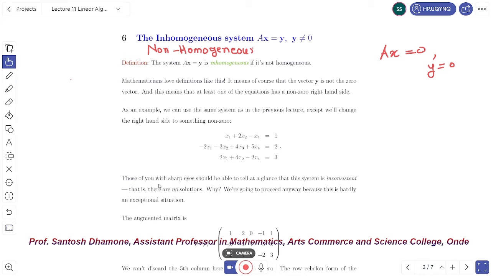Those of you with sharp eyes should be able to tell at a glance that this system is inconsistent. That is, there is no solution. This system is inconsistent and has no solution. But we solve this problem step by step. Why are we going to proceed anyway? Because this is hardly an exceptional situation.